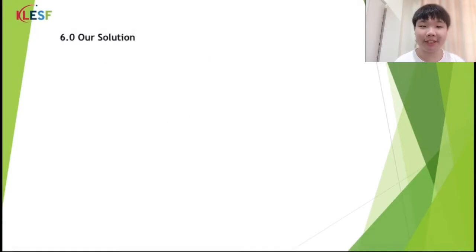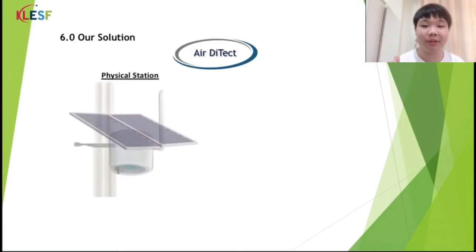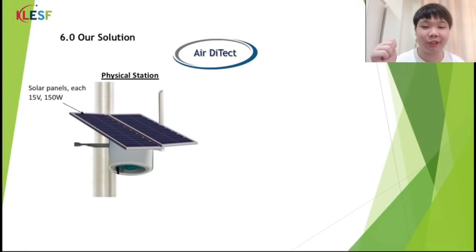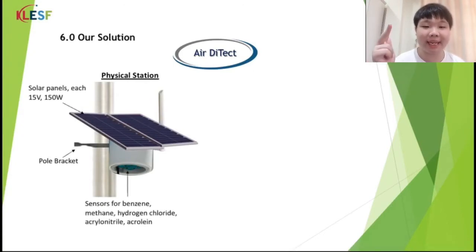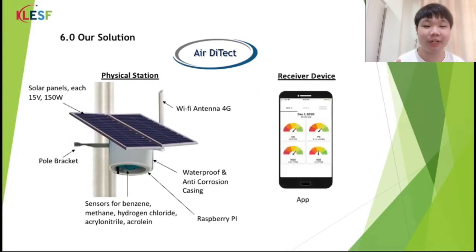And our proposed solution is designing Air Ditect, a smart sensor network system for real-time outdoor air monitoring. There are two major components. Firstly, the physical station with solar panels, each 50 volts or 150 watts, a pole bracket, some sensors for benzene, methane, hydrogen chloride, acrolein, nitrite, a Wi-Fi antenna 4G, some waterproof and anti-corrosion casing, and lastly, a Raspberry Pi as a microcontroller. While for the receiver device, we provide to you a mobile app.